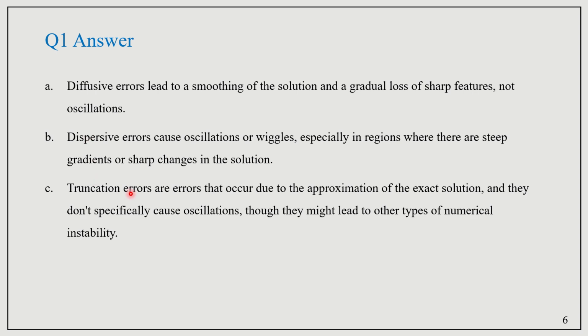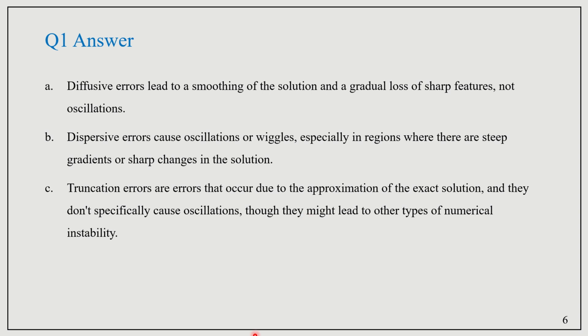Truncation errors are errors that occur due to the approximation of the exact solutions, and they don't specifically cause oscillations. Although they might lead to other types of numerical instability. Truncation error can lead to instability, but that is not what is asked in the question. The question is specifically about oscillations or wiggles. So the right answer is dispersive error.